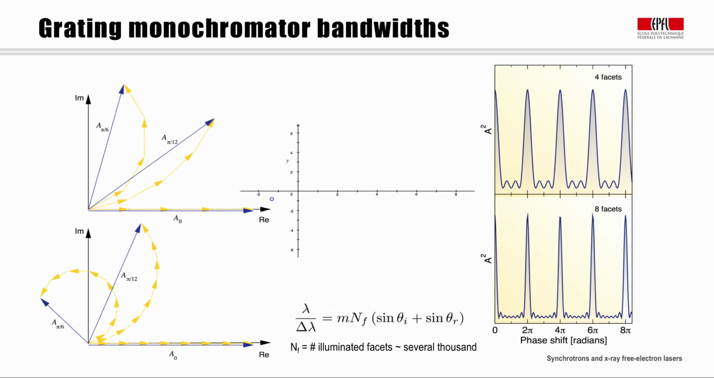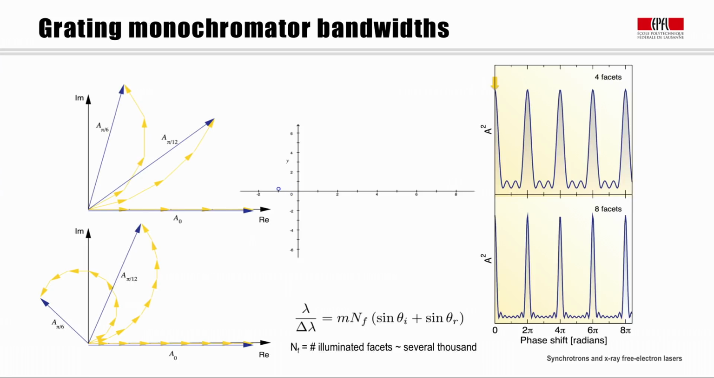Let's consider first the case of illumination of just 4 facets. If the optical path difference between scattering of adjacent facets is an integer multiple of wavelengths, the phase difference will be an integer multiple of 2 pi, and the scattering amplitudes will all add up in one direction to produce a total amplitude 4 times the length of the individual scattering amplitudes from one facet.